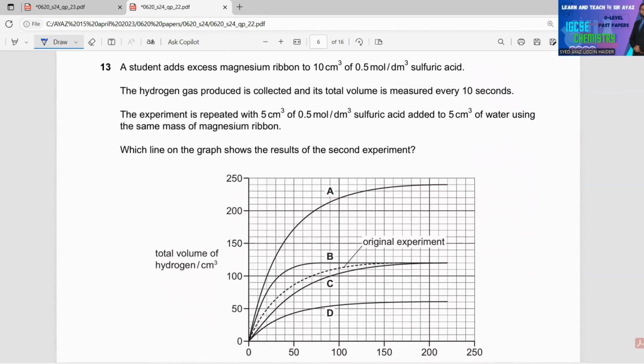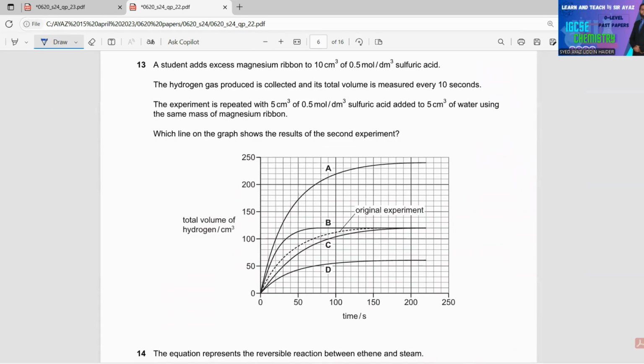Next MCQ, which is 13. A student adds excess magnesium ribbon to 10 cm³ of 0.5 mol per dm³ sulfuric acid. The hydrogen gas produced is collected and its total volume is measured every 10 seconds. The experiment is repeated with 5 cm³ of 0.5 mol per dm³ sulfuric acid added to 5 cm³ of water, using the same mass of magnesium ribbon. Which line on the graph shows the results of the second experiment?